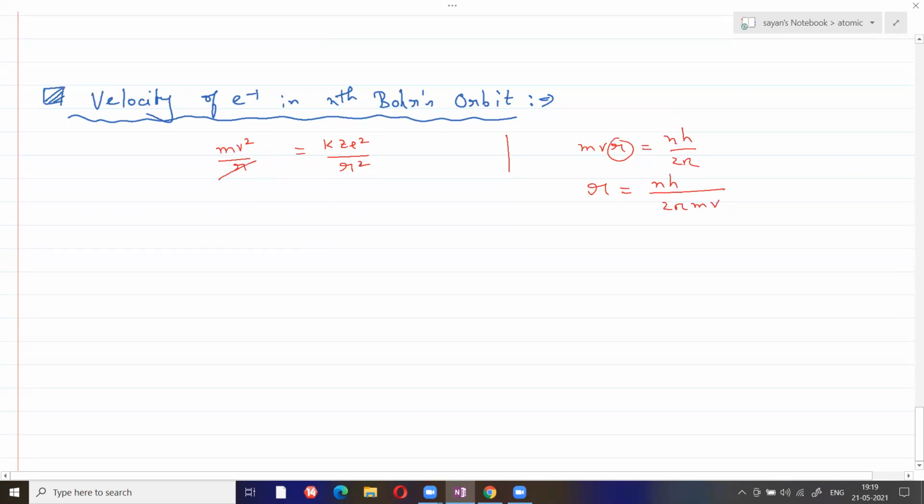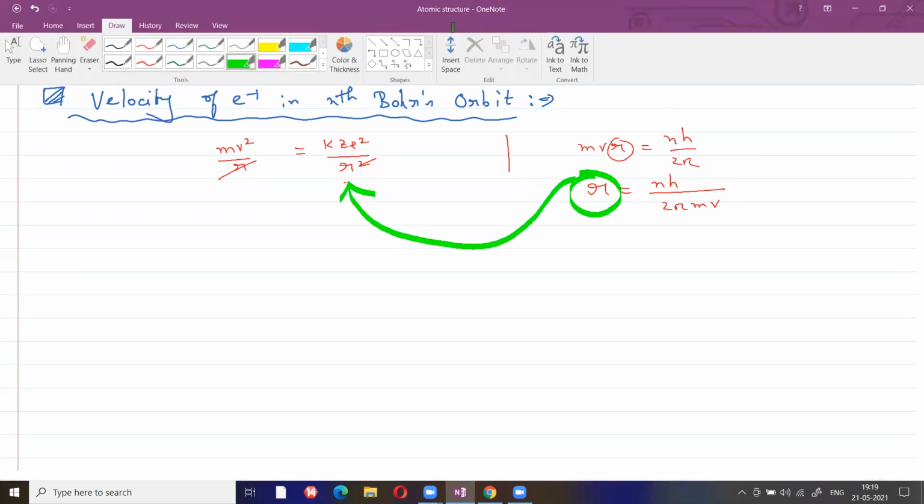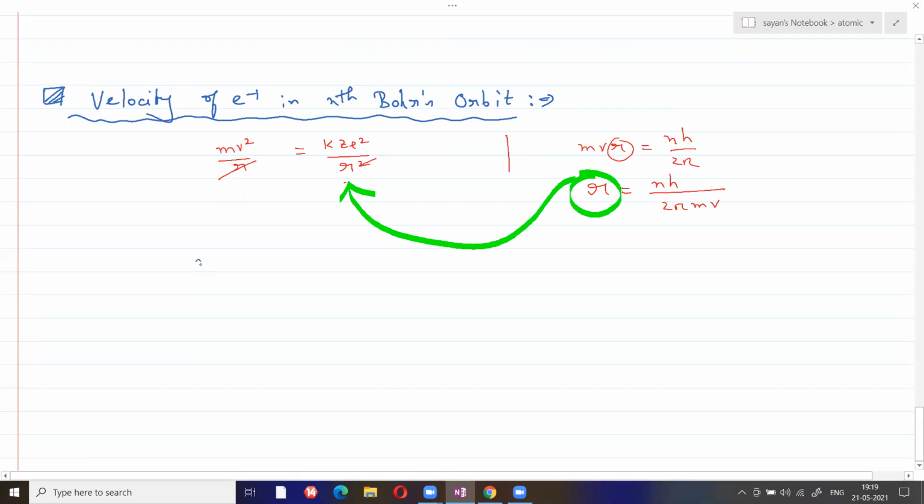Now look, when you cut down this one, just this r value you have to put here. So what will be the formula? What will come? It arises like mv square equals to kz square, r equals to nh by 2 pi m into v. Any doubt regarding this part?